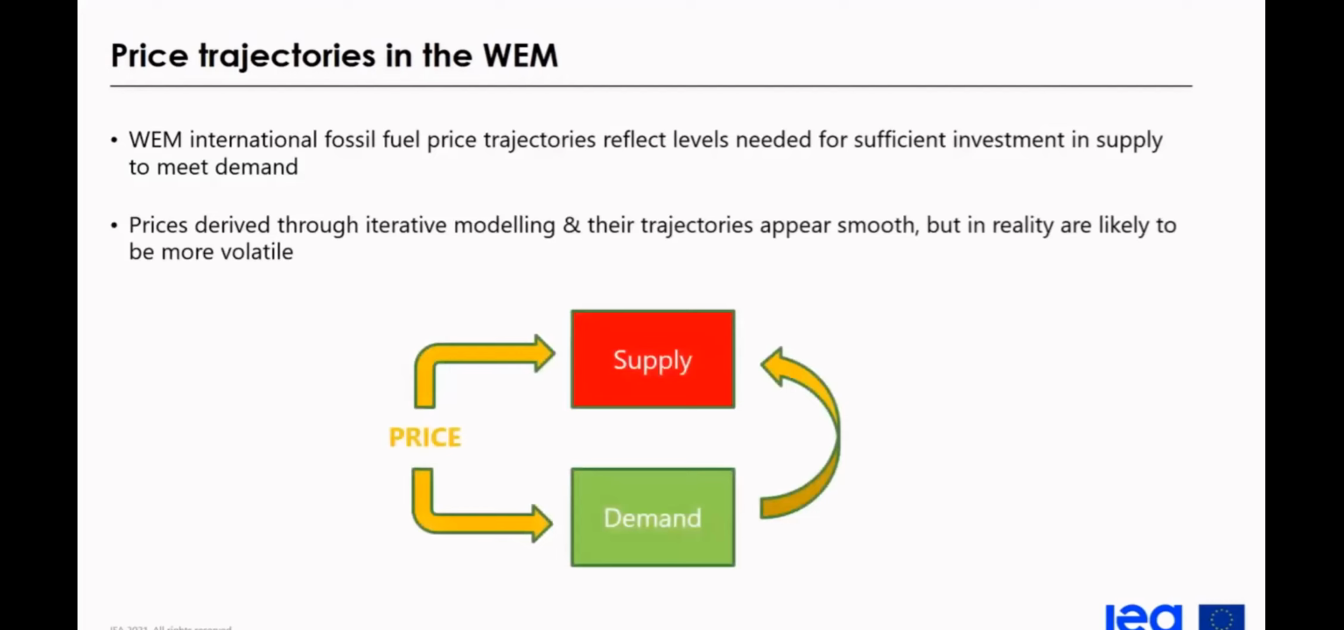So in this exercise, prices are derived through iterative modeling, and their trajectories are smooth and linear, even though we know that in reality, prices of oil, for example, are very, very volatile. We could have a more volatile and less smooth trajectory, but this is not the goal of this modeling exercise, where we want to have long-term trajectories.